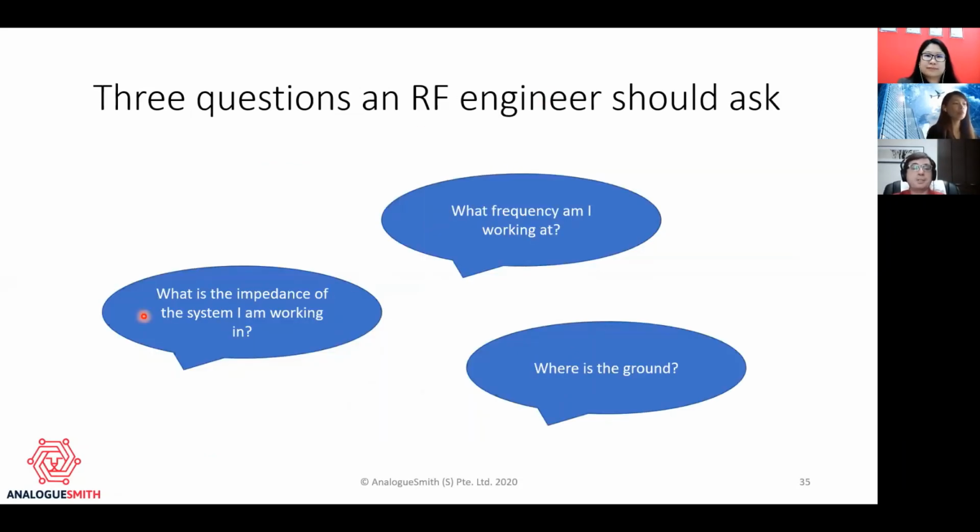So here are your three questions again. What's the impedance of the system I'm working in? What frequency am I working at? And where is the ground?